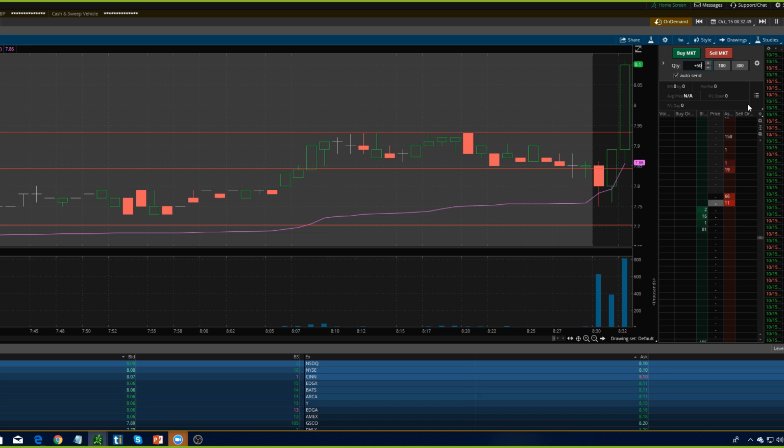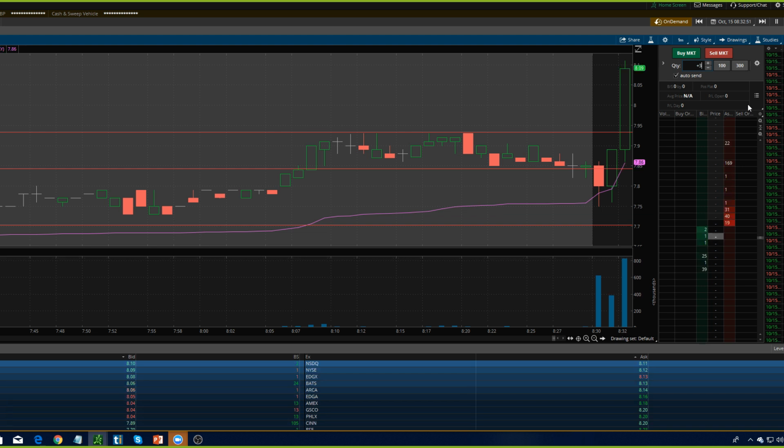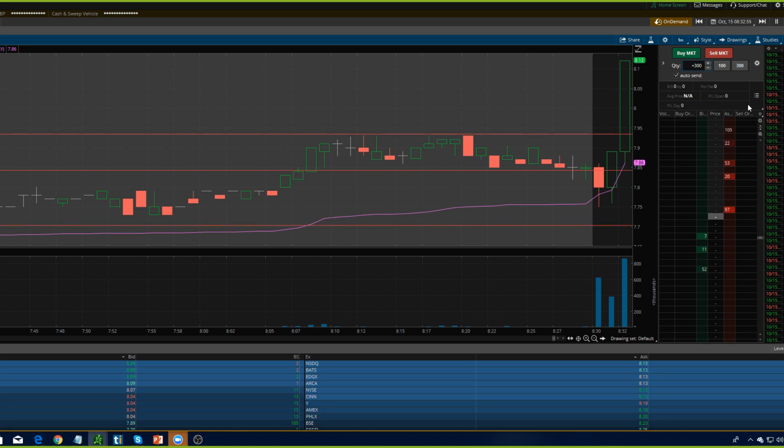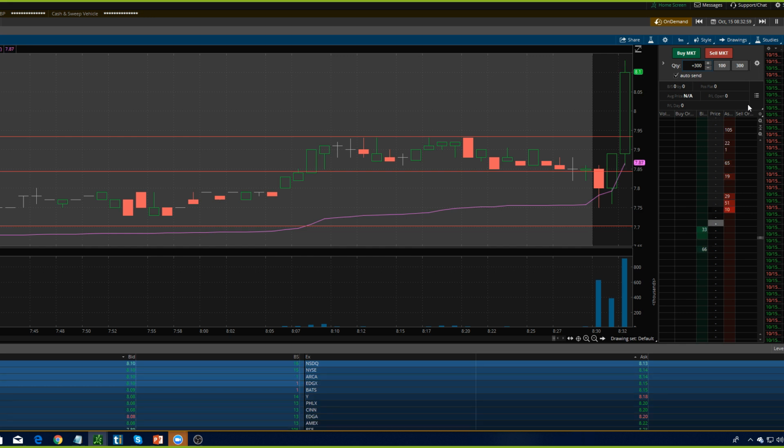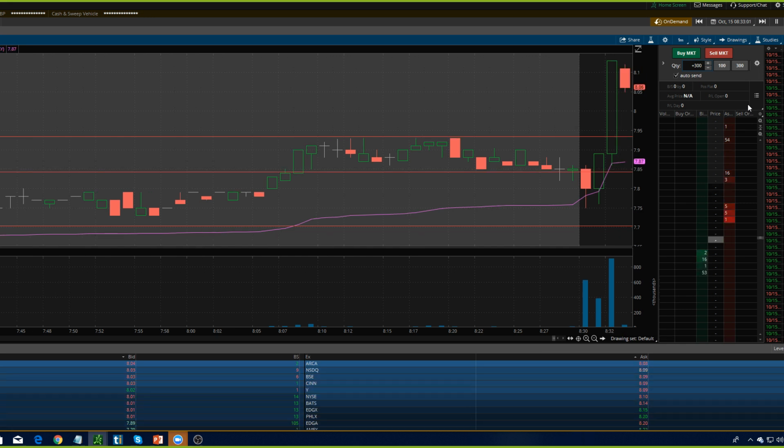I'm just going to make this one easier and take it with 300 shares. But at this point, beautiful breakout, beautiful run over the pre-market high. And if you're looking for the VWAP bounce, this one definitely could be a viable option.